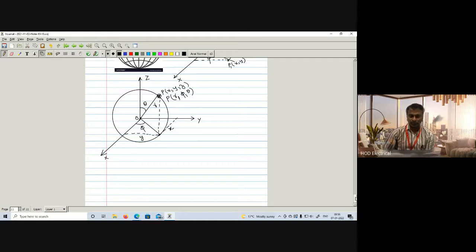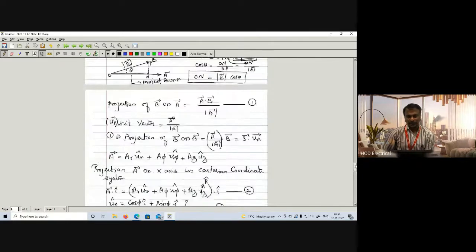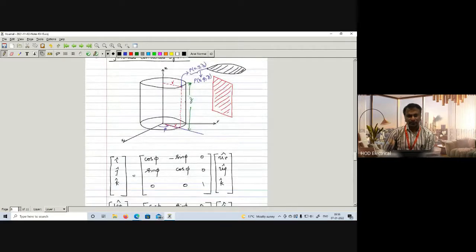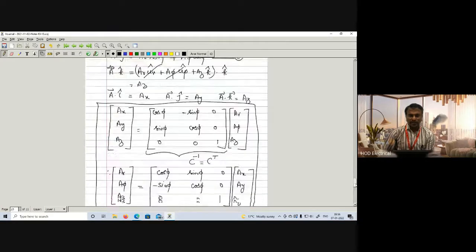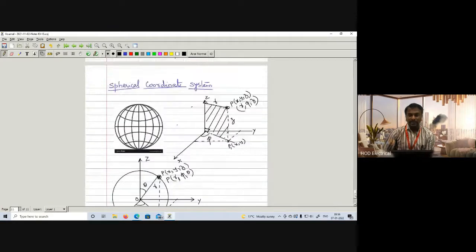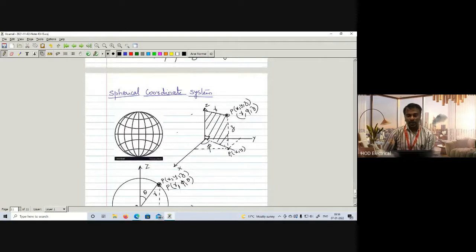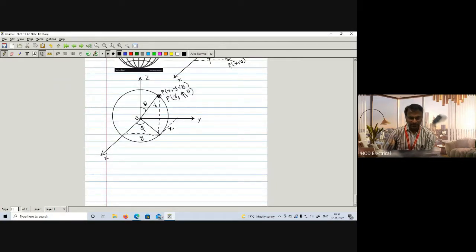From the previous discussion, we came to know that the radius in the cylindrical coordinate system is the same as this radius. So we have taken r as nothing but the square root of x squared plus y squared only, right? The reason is that this r is the same as this distance r.